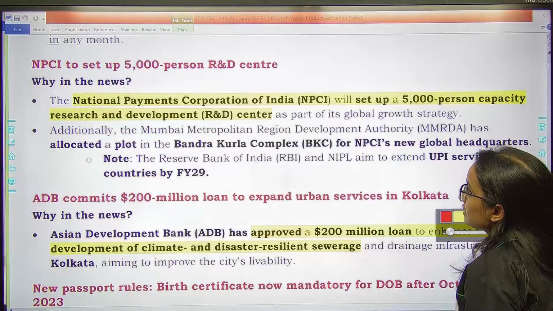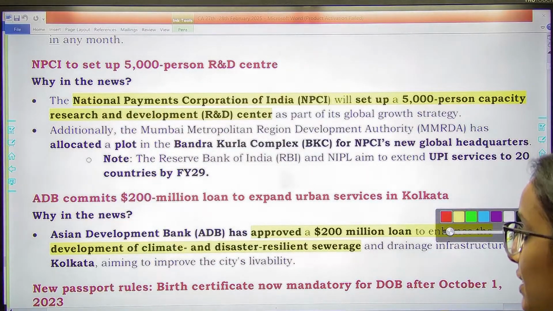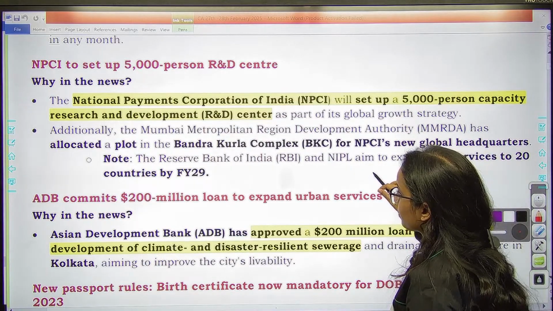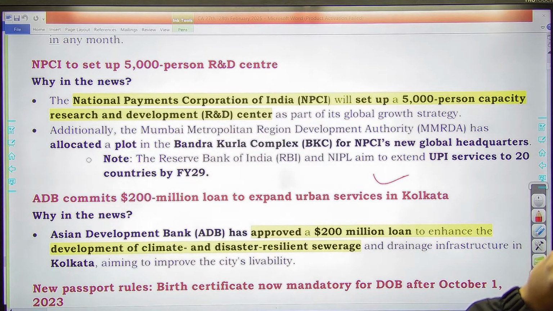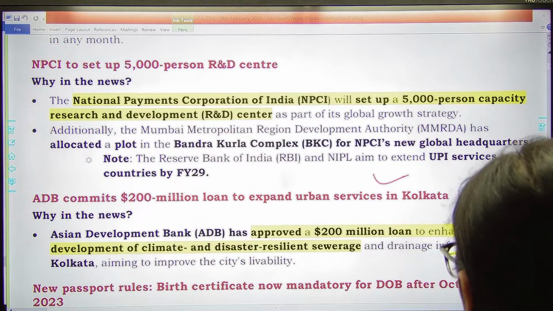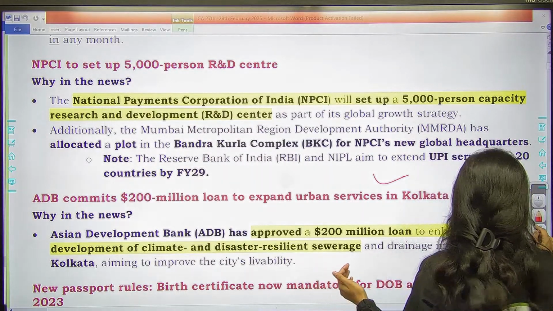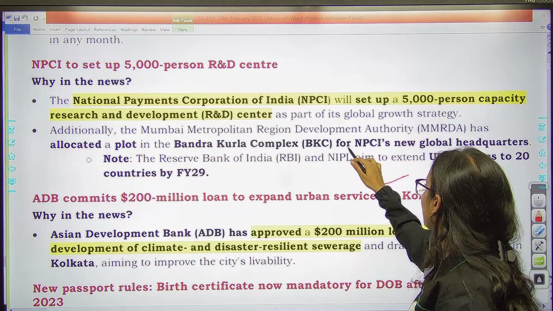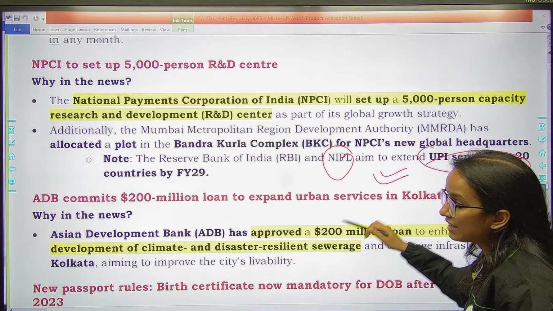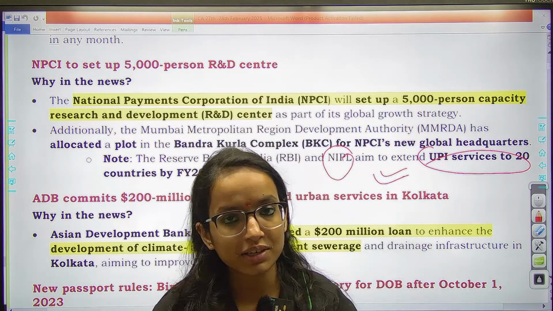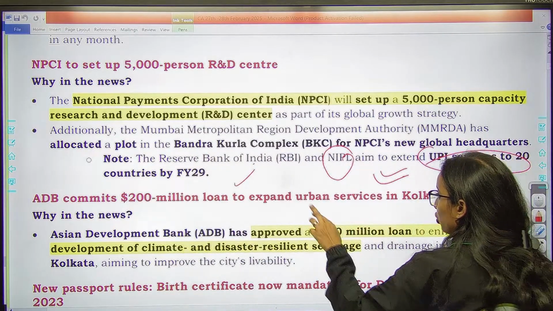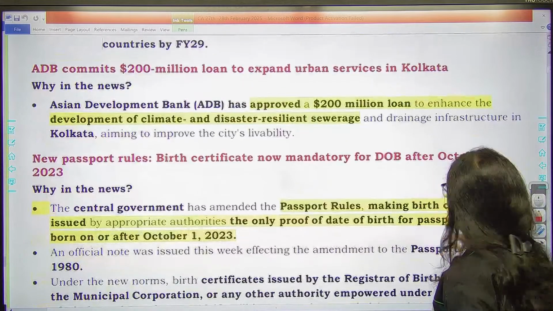Transactions. Then next is NPCI will be setting up 5,000 person capacity R&D center. R&D center, NPCI is planning to set up 5,000 person capacity होगी. Let's see how do they roll it out. And also remember RBI and NIPL, they aim to extend UPI services to 20 countries by financial year 2029. Abhi kitni countries ne integrate kiya hai? 7 countries so far have integrated UPI. You must remember the names. Hamara target hai 29 tak, 20 countries tak we want to expand UPI.